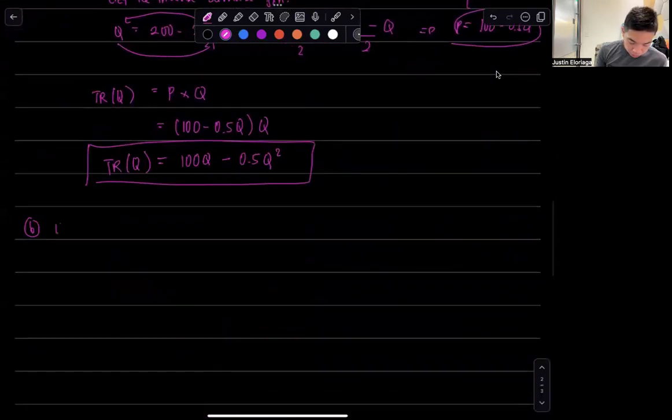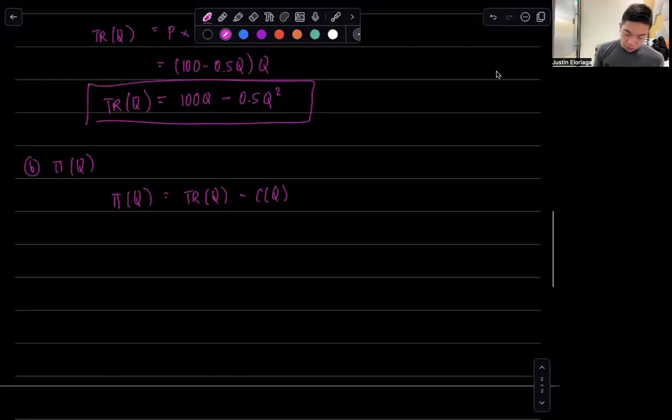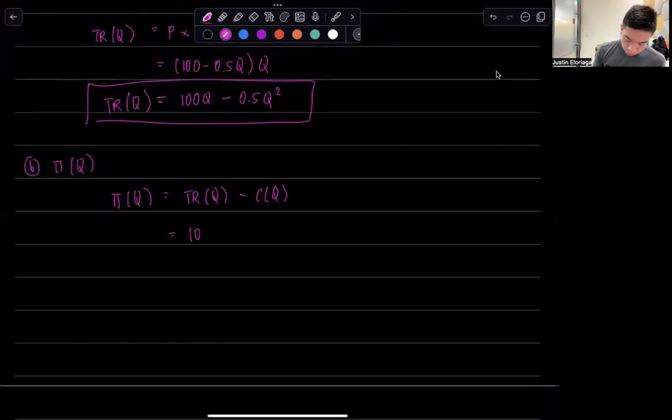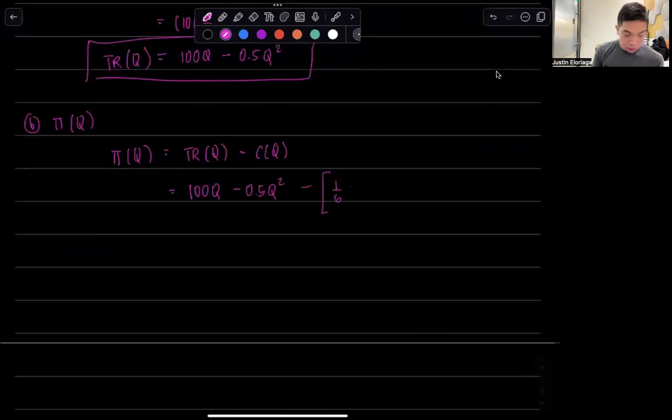Now, B: I need to compute the profit function, which must be a function of Q. We know from basic micro theory that profit is just total revenue minus cost, and we have the cost function given in the problem. So total revenue, 100Q minus 0.5Q squared, minus the entire cost function. Let me copy that: 1/6 Q cubed minus 7Q squared plus 100Q plus 50.